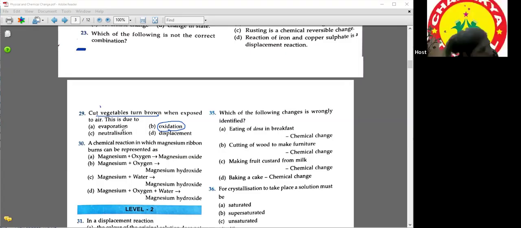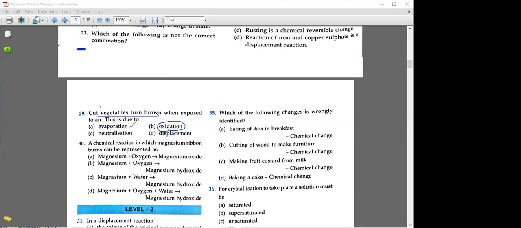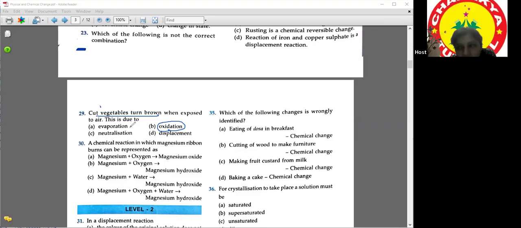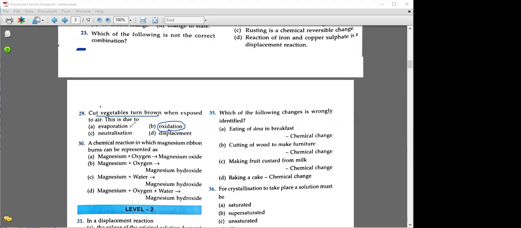Can anyone explain what is oxidation? Ma'am, it is like when a substance comes in contact with oxygen. Speak loudly, please. When a substance comes in contact with oxygen, that leads to the color change. Is it only with vegetables? Fruits also, and a few metals as well.